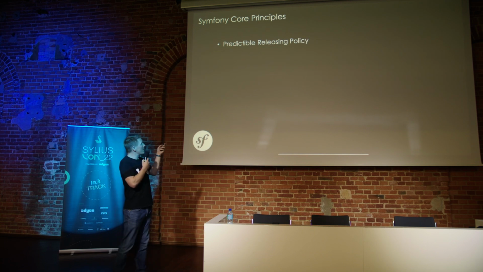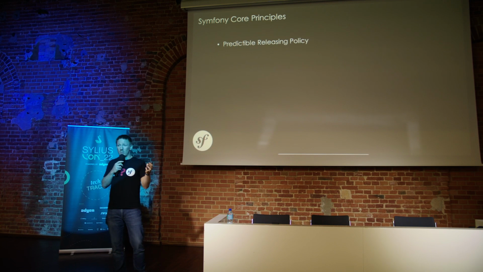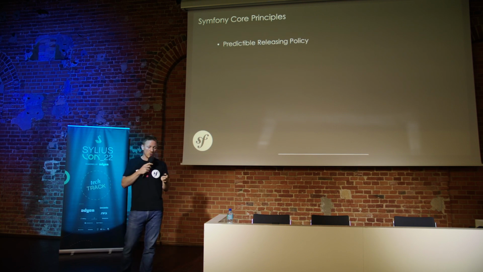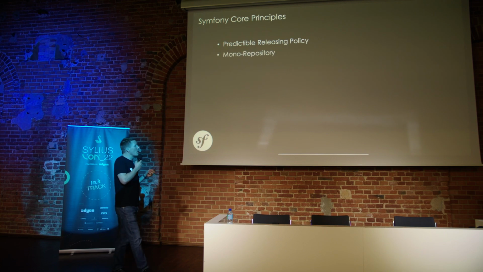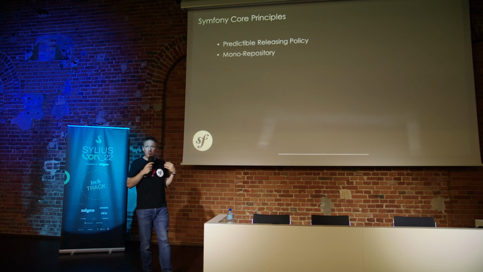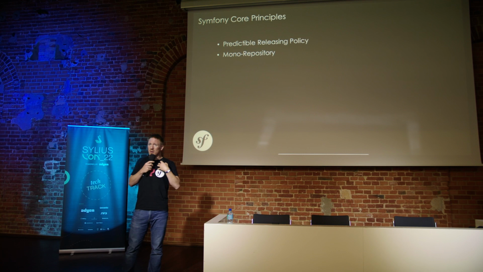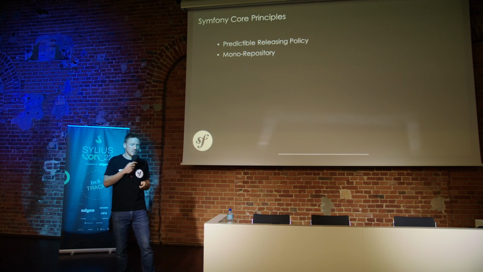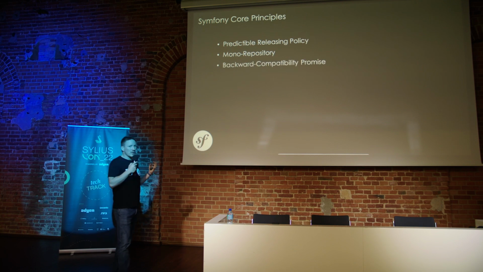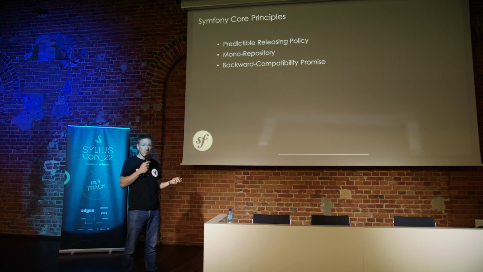So first, we have a predictable releasing policy. We release every 6 months for new features, every month for bug fixes. This is something that is very important. It allows companies to predict their updates. We have a mono repository, which allows us to modernize the full code base in one pull request. And we use that a lot. We have this backward compatibility promise that allows upgrading to a minor version without any issue.